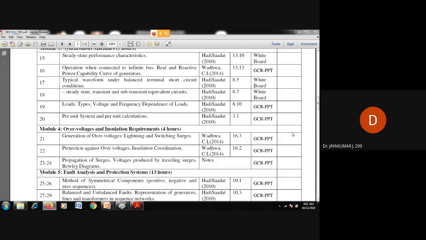We are in the fourth module, overvoltage and the insulation requirement. Already we discussed in the last class what is the reason for the overvoltage happening in the transmission line. Overvoltage simply won't occur in the transmission line without some reason. There are three main reasons.